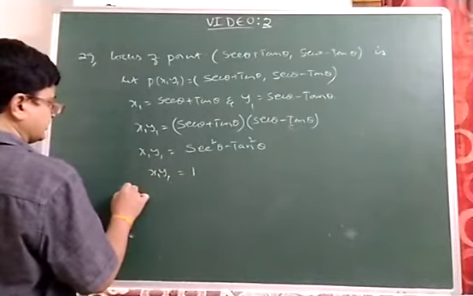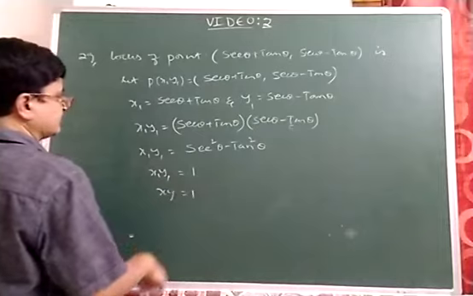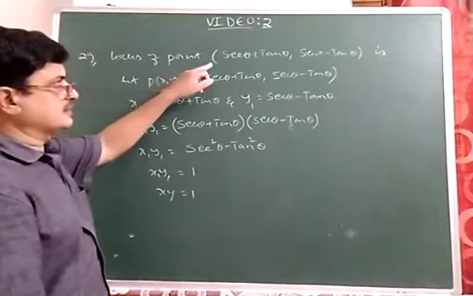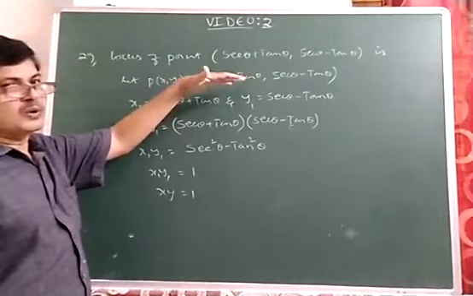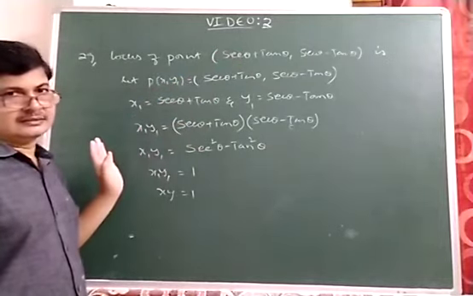Now the locus is xy is equal to 1. This type of problem is the process to eliminate theta. Then we get the required locus.